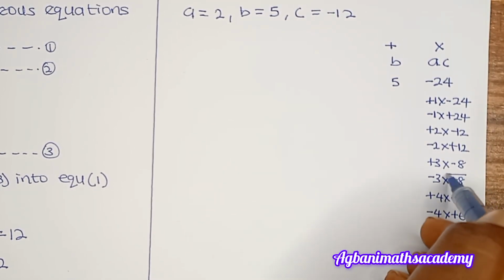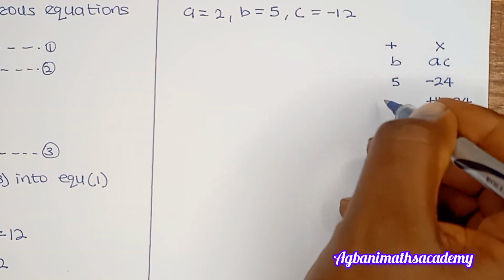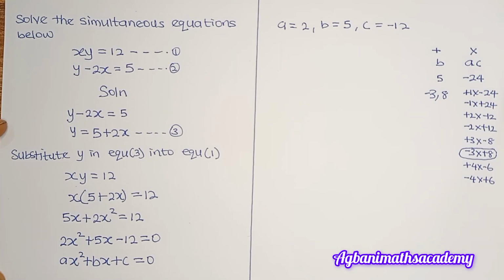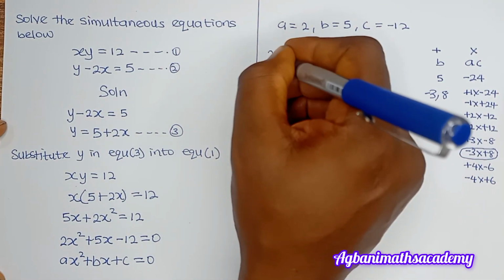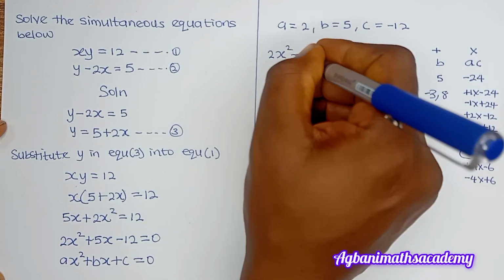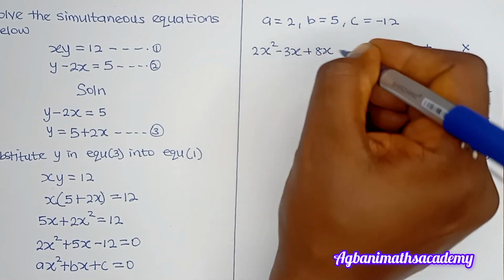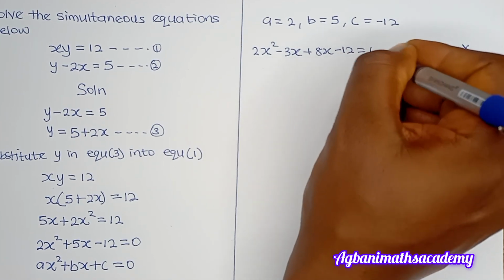So the combination we are looking for is this. Minus 3 plus 8. So minus 3 plus 8 is going to give us plus 5. So instead of having plus 5x here, we are going to replace it with minus 3x plus 8x, which is the same thing as plus 5x. So we are going to write it as 2x squared minus 3x plus 8x minus 12 is equal to 0.